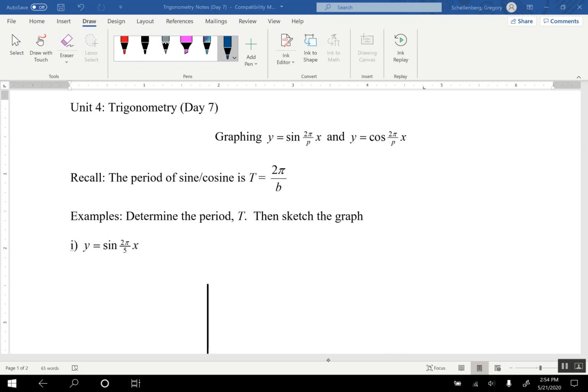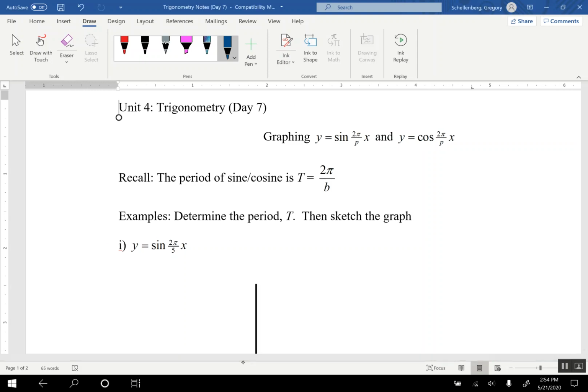All right, day 7 of Trig, and I think you're going to like today's lesson. So today we're going to look at horizontally expanding and compressing sine and cosine functions where the b value is some quantity of pi. So we'll dive right into this.